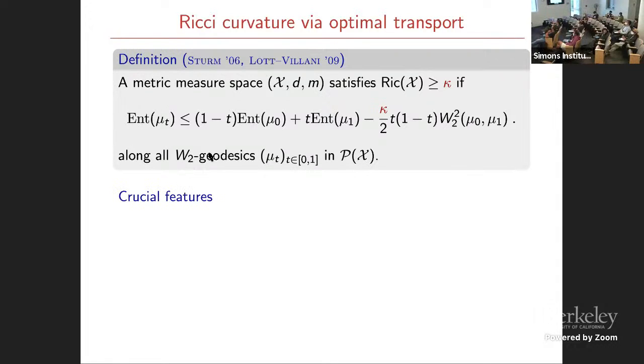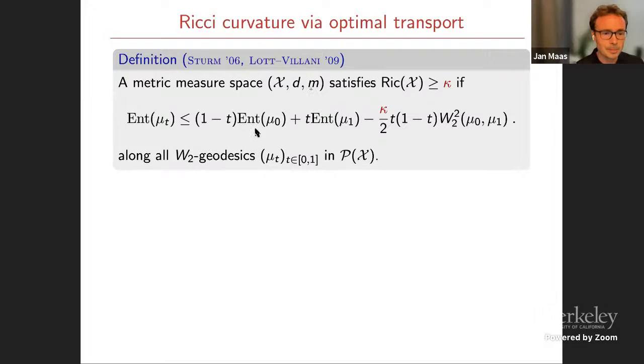So where does m show up? Yeah, so m shows up in the entropy. It's the relative entropy with respect to the reference measure m. Yeah, thanks for the question. So the m shows up in the entropy and the d shows up in the Wasserstein metric.